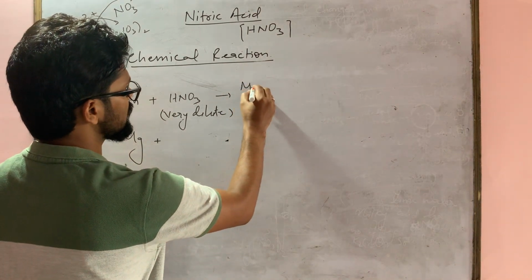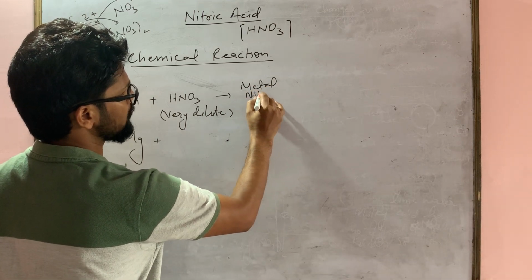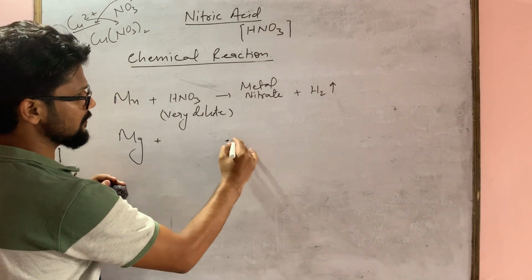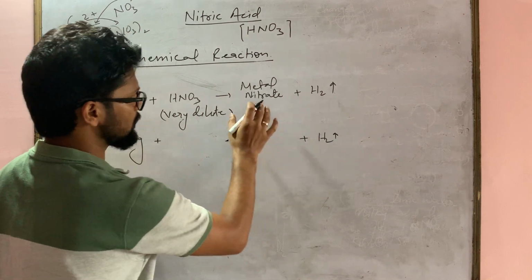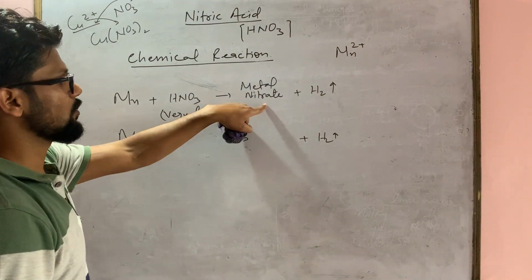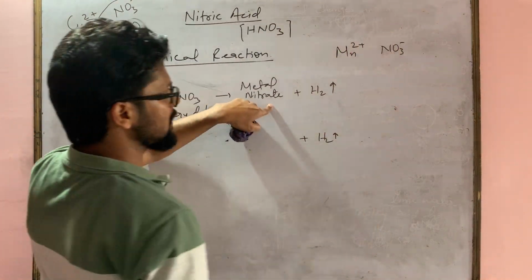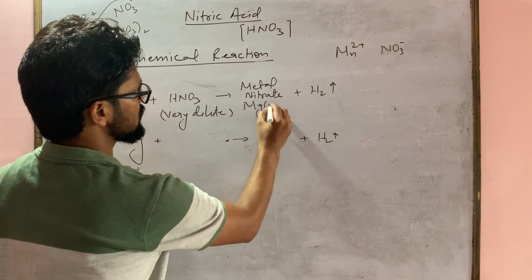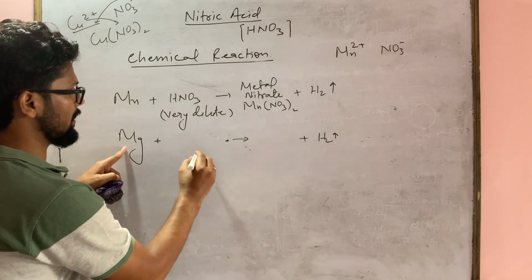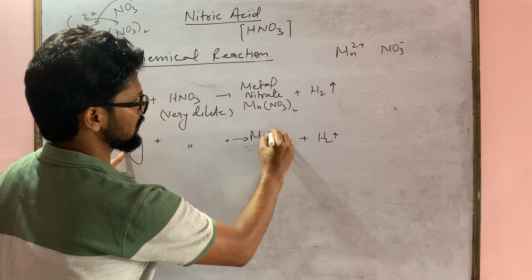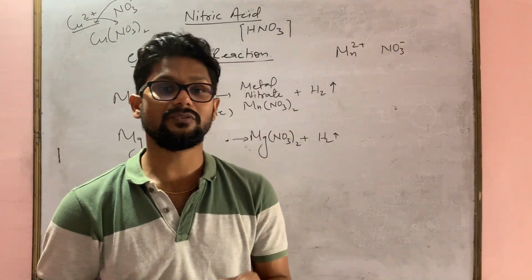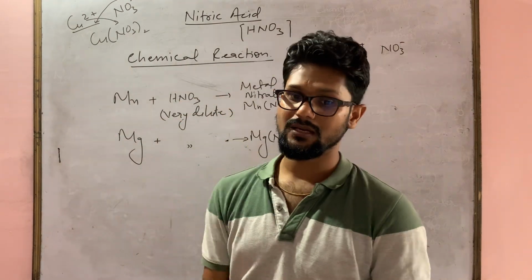So when they react, they give metal nitrate plus hydrogen gas. Same way, magnesium will also give metal nitrate plus hydrogen gas. So what will be the formula of the metal nitrate? Which metal is taken? Mn. And as we know Mn is divalent, and you know the formula of nitrate is NO3 minus. Cross multiply, so we get the formula Mn(NO3)2. And similarly, magnesium is also divalent, so it reacts with very dilute nitric acid and gives Mg(NO3)2. So a question can come from here: name the metal which can react with very dilute nitric acid and produces hydrogen gas. The answer will be manganese and magnesium.